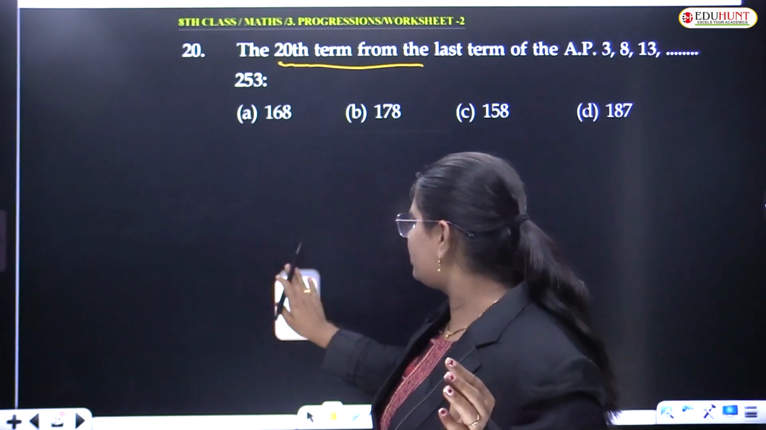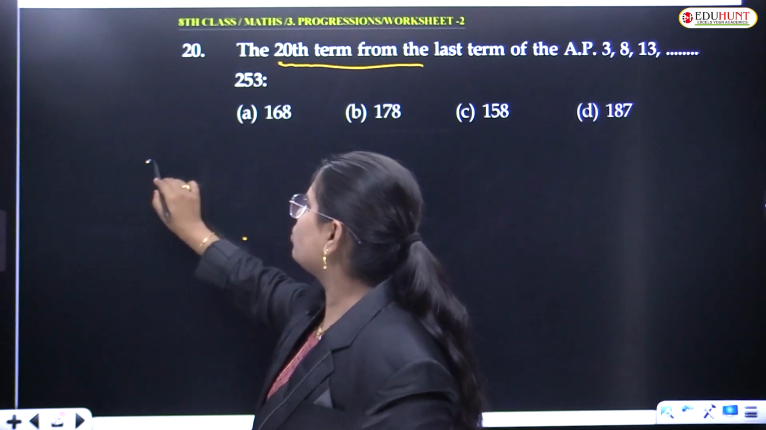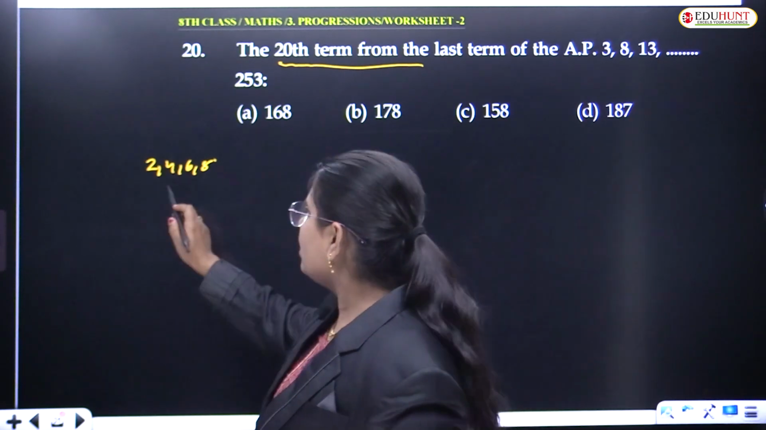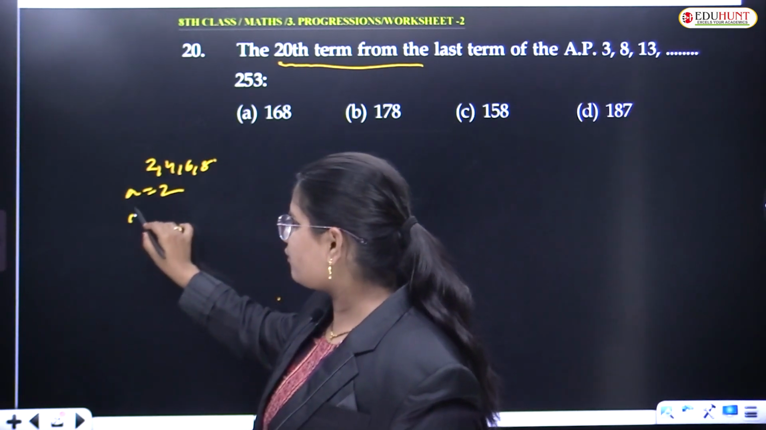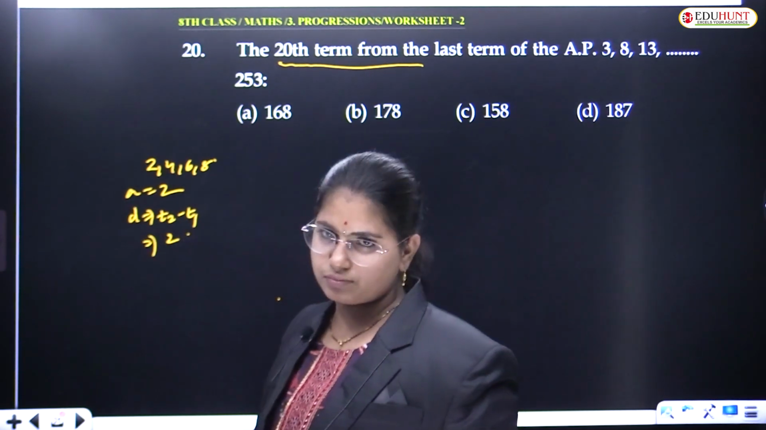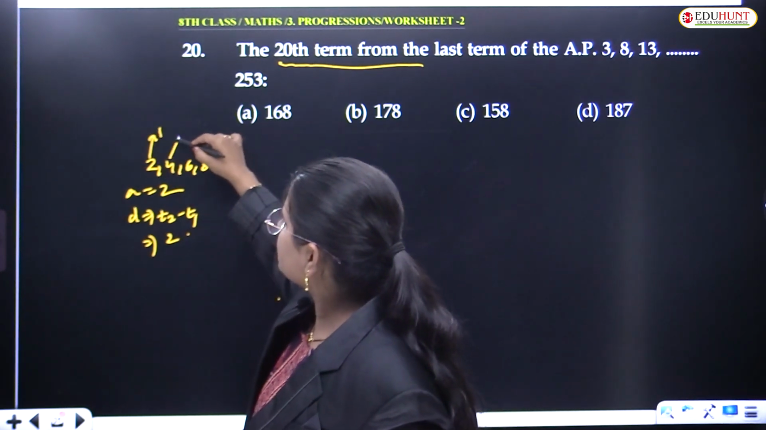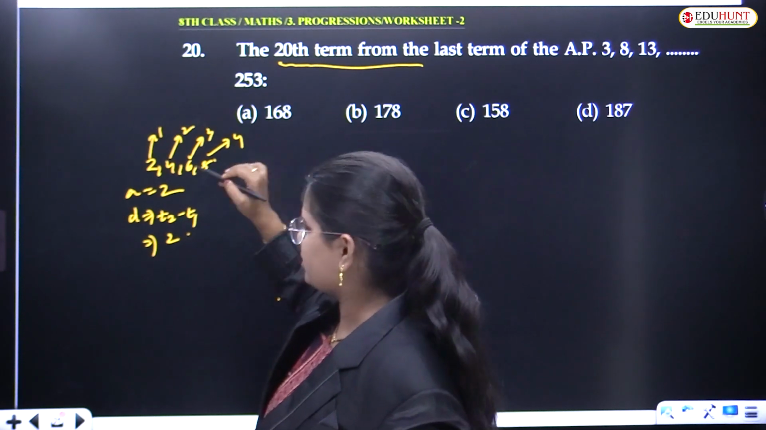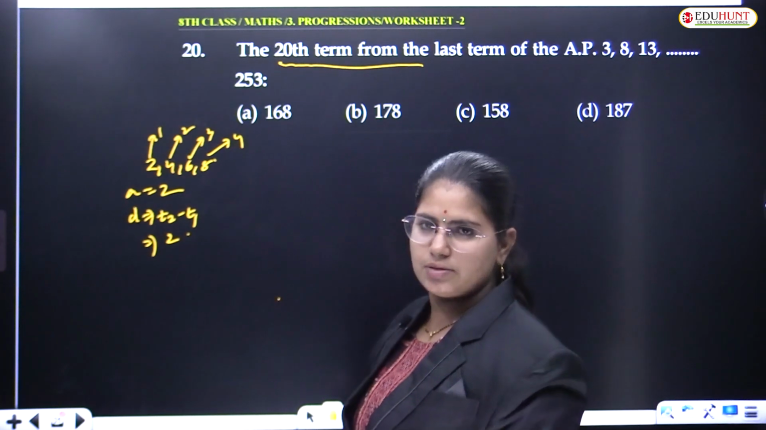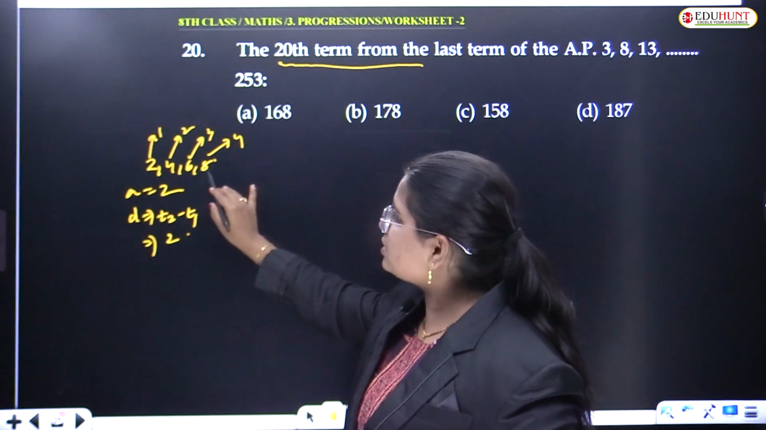They were asking, you have to start from the last. Let me explain with a normal example. Suppose I take 2, 4, 6, 8. This is forming an AP, correct? And A value is 2. What is the value of D? T2 minus T1, so 4 minus 2 is 2. The common difference is 2. This occupies the first, second, third, fourth place. If I reverse this sequence and start from the last term, this will become the first term.